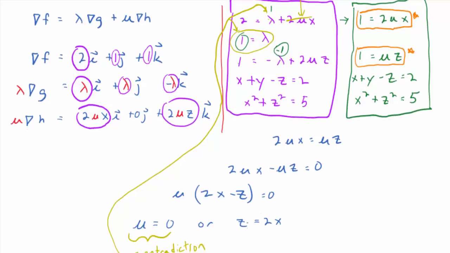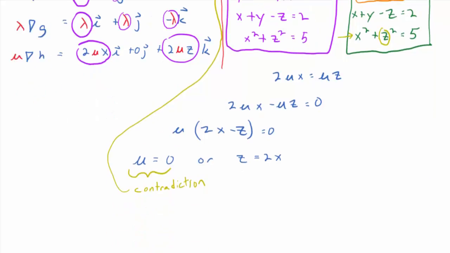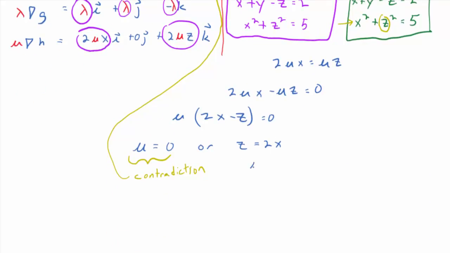So we know that z equals 2x. That's beautiful news. Why? How about the last equation? Yeah, because that involves x's and z's, right? So I think the natural thing to do is to replace z with 2x. So we'll do that. And we get x squared plus 4x squared equals 5, which means 5x squared equals 5. X squared equals 1, or x equals plus or minus 1.